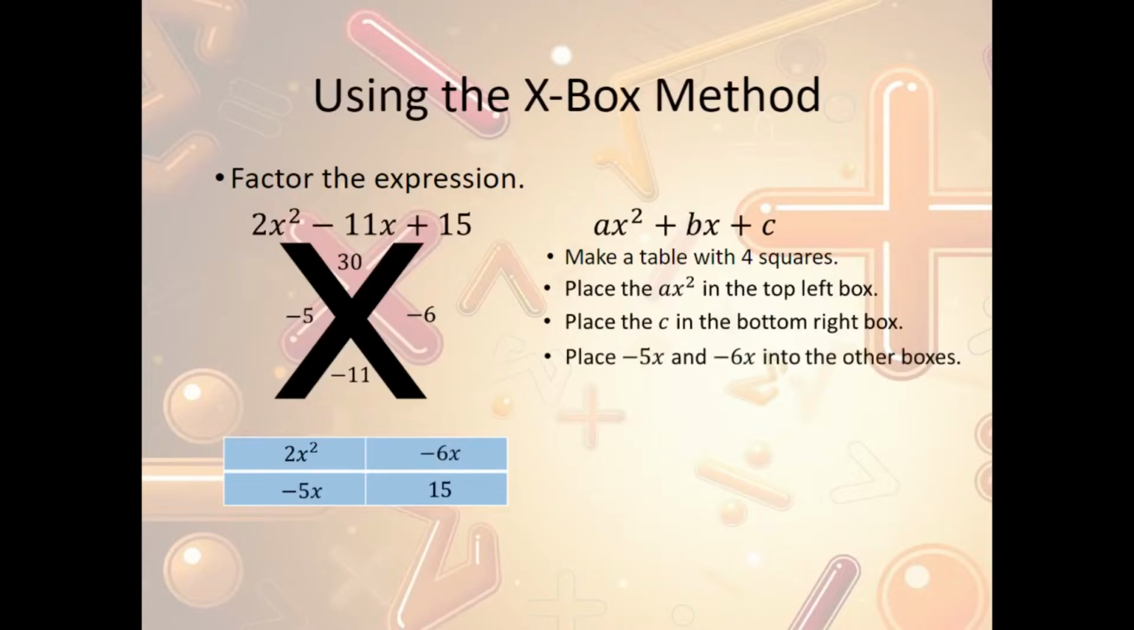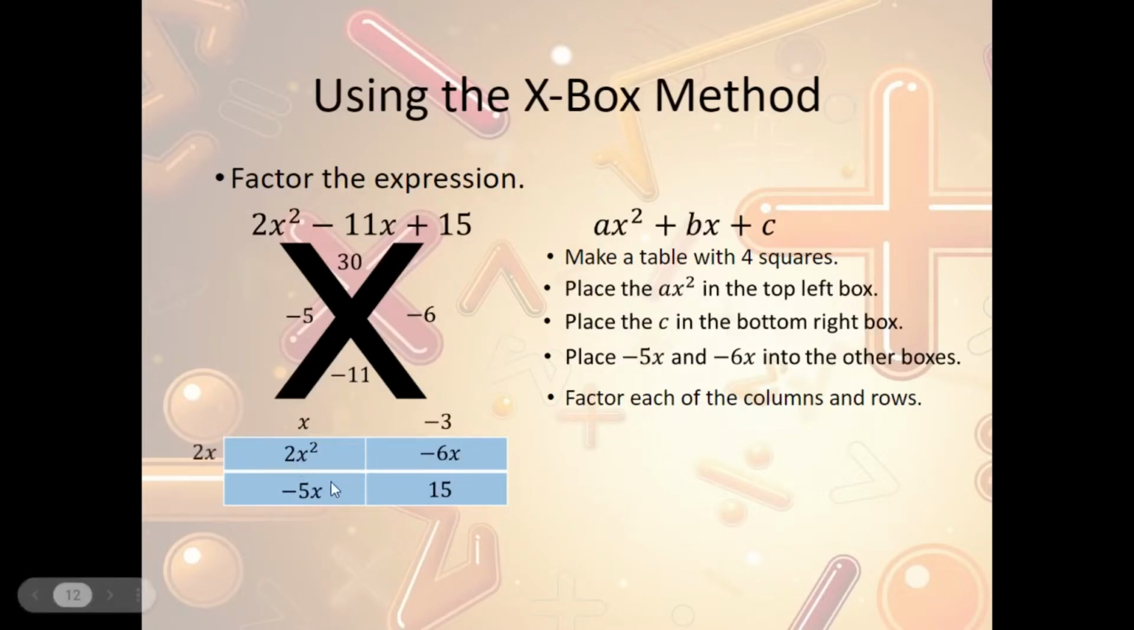So there we go. Now we just need to figure out what the common factors are. So we'll start here. 2x squared and negative 5x. Well, the only thing we have in common there is x. And then we have negative 6 and 15. Well, they have a 3 in common. Then here we have 2x squared and negative 6x. Well, we have a 2x in common. And then 5x and 15 has a 5 in common. So we have x minus 3 and 2x minus 5. And we place those into our solution. So now we have 2x minus 5 and x minus 3 as our answer.